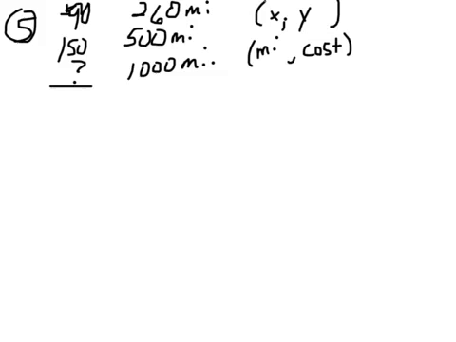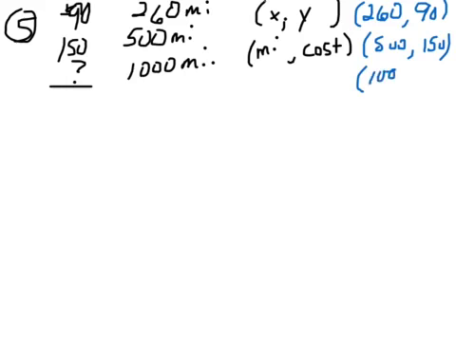So if I make my points, and I'll just make them up here at the top, out to the side of this, my miles I flew on the first set of information was 260 miles, and it cost me $90. On the second point, I flew 500 miles, and it cost me $150. And what I want to do is plug in 1,000 and see how much it cost me. So that's what I'm trying to find in the end.